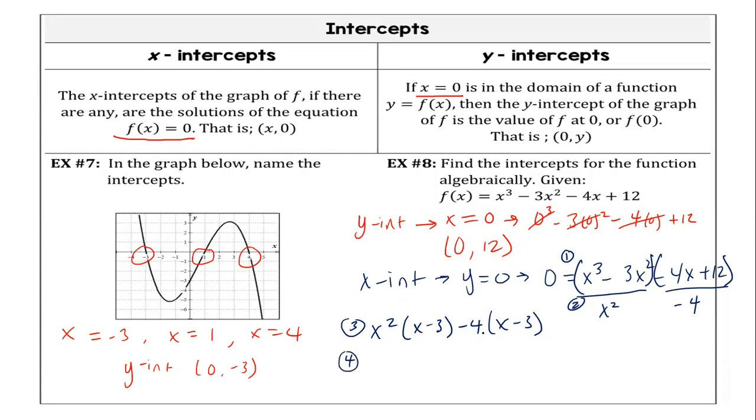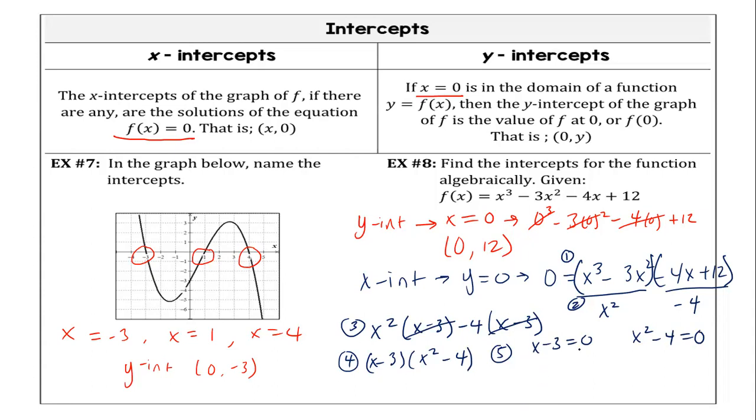Now you're going to identify your common binomial. What is our common binomial? x minus 3. And when we take out x minus 3, what are we left with? x squared minus 4. Now that you have your smaller factors, step 5 is to set each factor equal to 0. You didn't cancel out, you factored them out, because I moved them to the outside.